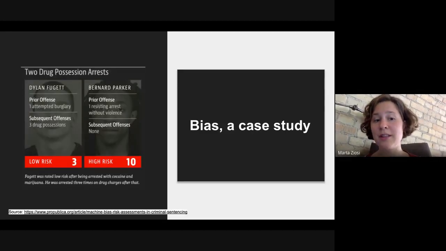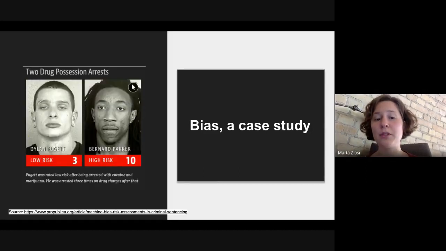What about these other guys? I think here it is even more striking. Dylan had one attempted burglary and 3 drug possessions after being rearrested. So in the case of rearrest, which is a variable that should count as a correlation for your risk, Dylan still got a low risk of 3. Bernard only resisted arrest without violence once, never got rearrested after that, and got a high risk of 10. There was something not right with the algorithm, right? That was simply their difference.